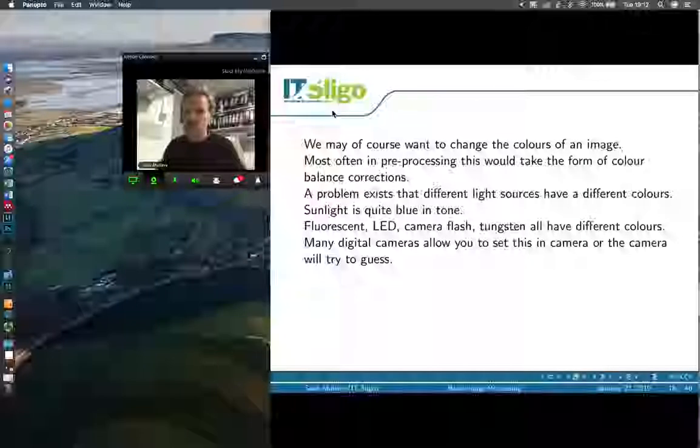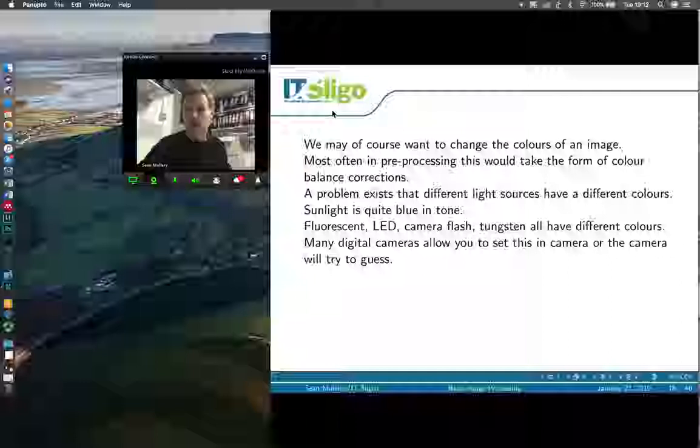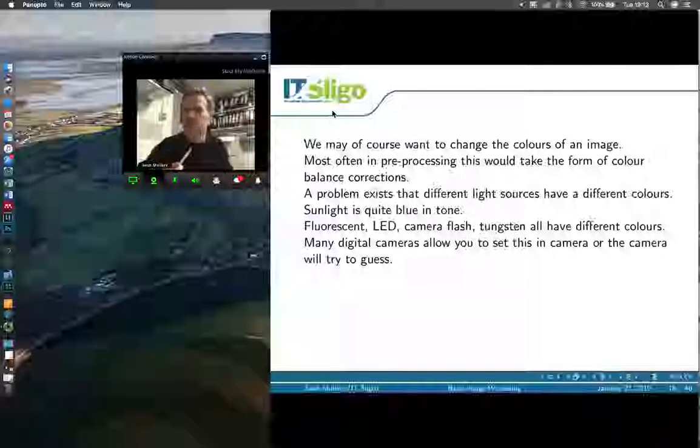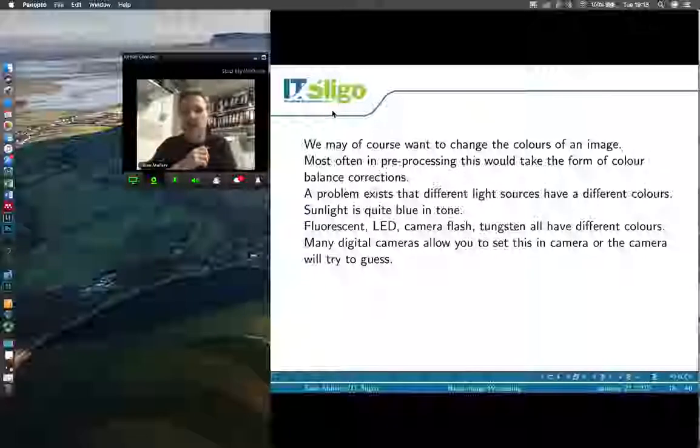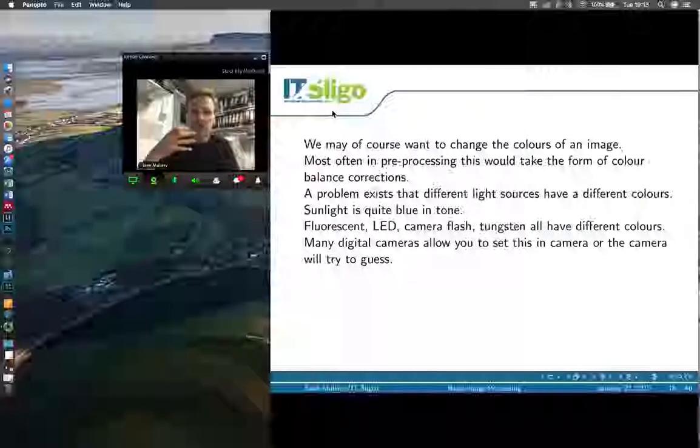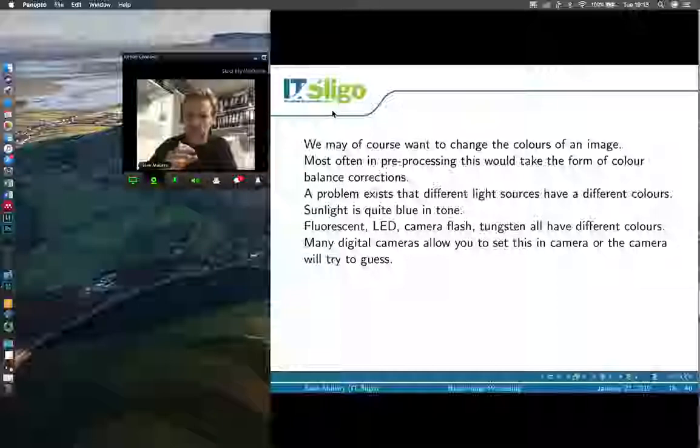Okay, so we may of course want to change the colours of an image. Most often in pre-processing, this would take the form of colour balance correction. So again, I'm using that word correction rather than enhancement, because what we're basically saying is we want to correct for some colour that's gone wrong in our image capture. A problem exists that different light sources have different colors associated with them. Our eye is extremely good at being invariant to those. We see white as white no matter what. But if you take a photograph of something and you don't do any color correction, you'll find that your whites and your grays tend to take on different color tones other than that neutral color.